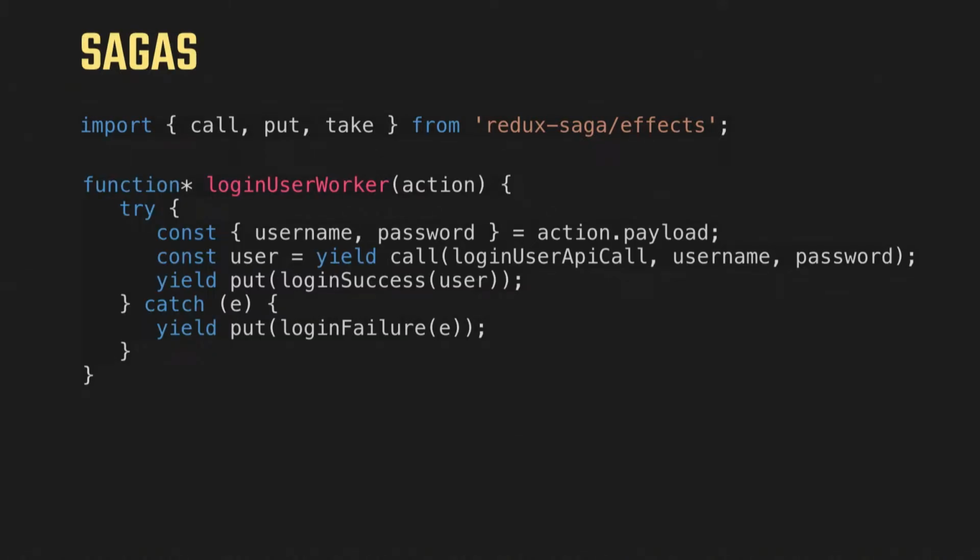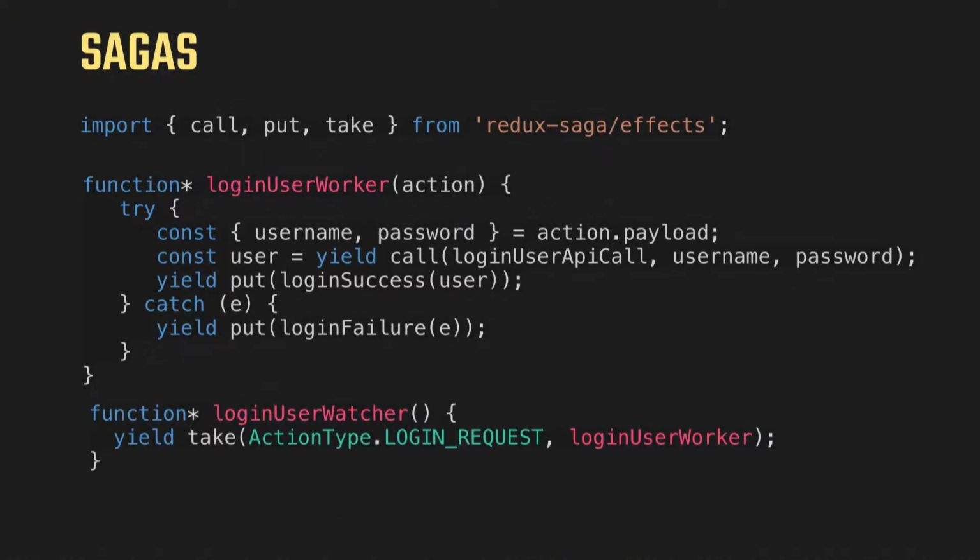So this is essentially a worker-watcher model, right? This is the login user worker, and this is the login user watcher. As you can see over here, in the login user watcher, take is going to listen to any login request action.